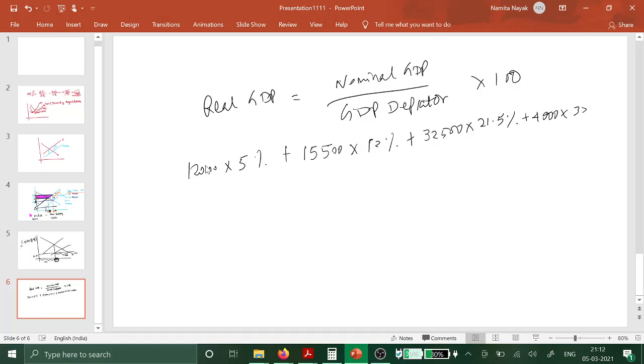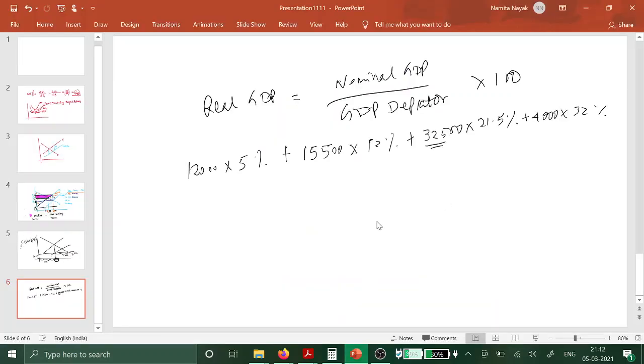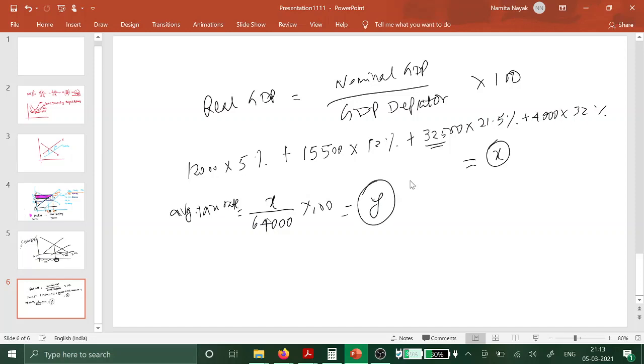That is nothing but the difference between the upper limit and lower limit of the income slab. You will get these values, and this will give you one value, suppose that is x. To find out the average tax rate, you divide this x by 64,000, the income for which we are finding the average tax rate. And this is times 100, so suppose this is y, then y is your average tax rate.